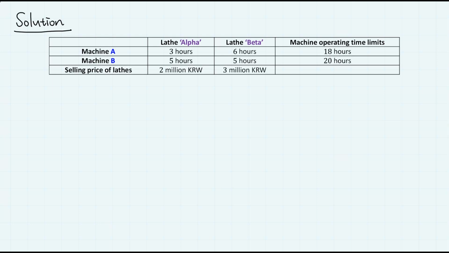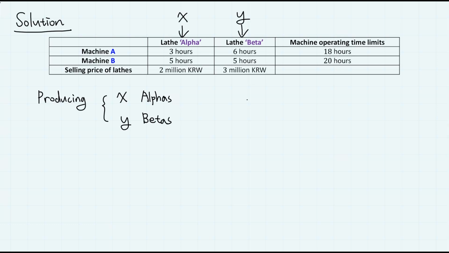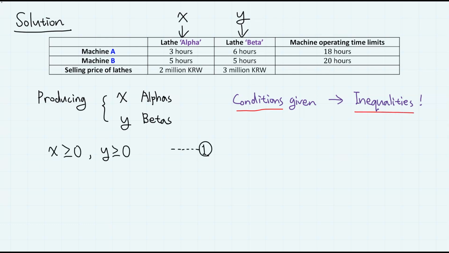In the given situation, the changing variables are the number of each type of lathe produced. So let's assume the situation where we produce X units of lathe alpha and Y units of lathe beta. If we write the given conditions as mathematical expressions, we can obtain several linear inequalities. First of all, the number of lathes produced cannot be negative, hence both X and Y must be greater than or equal to 0. And I will call this first inequality.